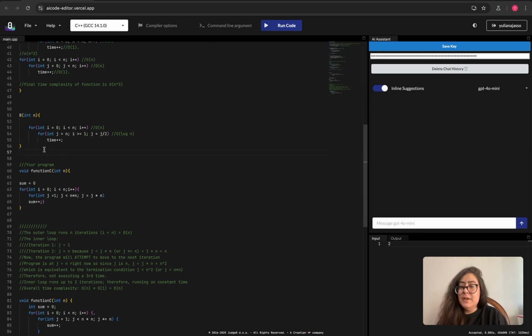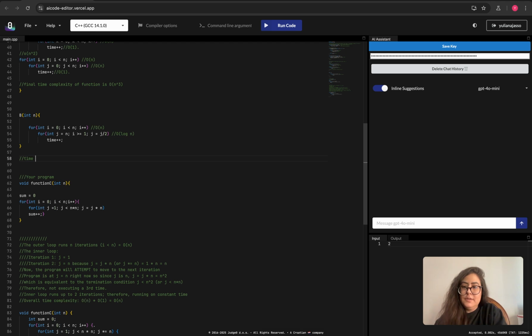So what would be the overall time complexity of this? It would be this times this equals big O of log n. So this would be our time complexity for our function b.